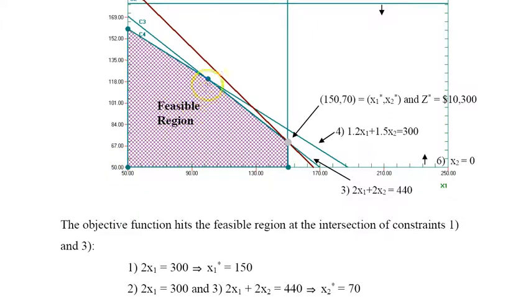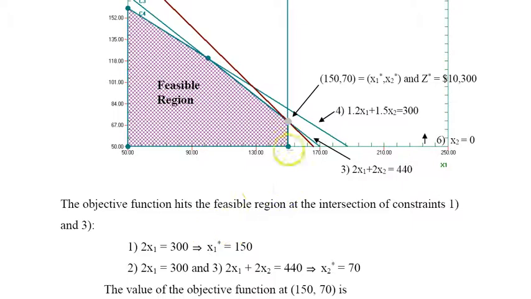I keep moving that line, and that's the red line here, where it just touches my feasible region at one point, the corner point. If I move the line up there, I will become unfeasible. If I move it in, I can do better by moving it back in that direction. So that's my optimal solution.